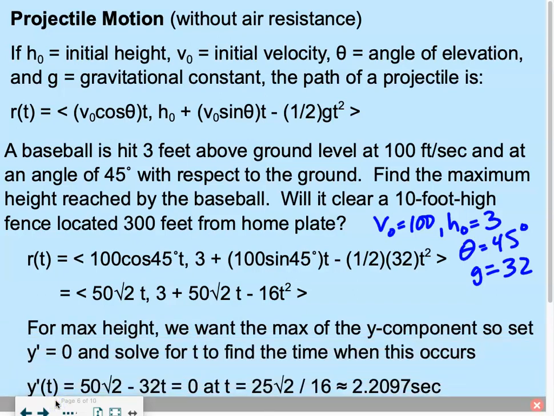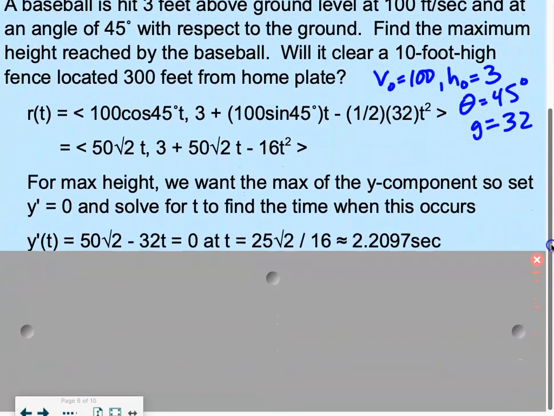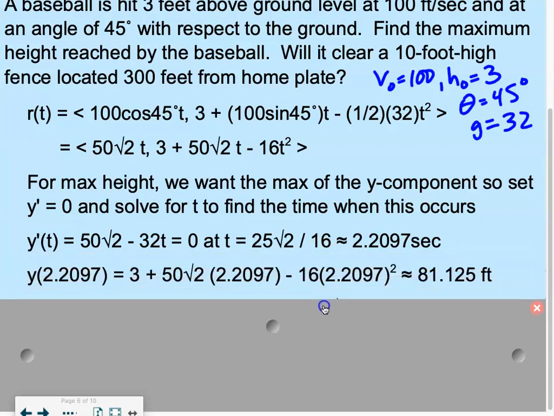Did you all get around 2.21 seconds, roughly, for t? Okay. So now to find the actual maximum height, you want to find the y component of your position at 2.21 seconds. Plugging that in, I got around 81.125 feet, which is why you probably would not want to hit a baseball at a 45-degree angle. All right, so around 81 feet high.